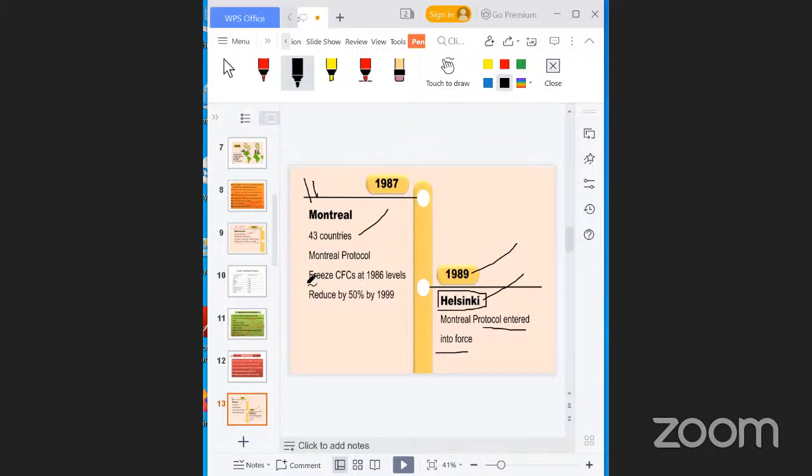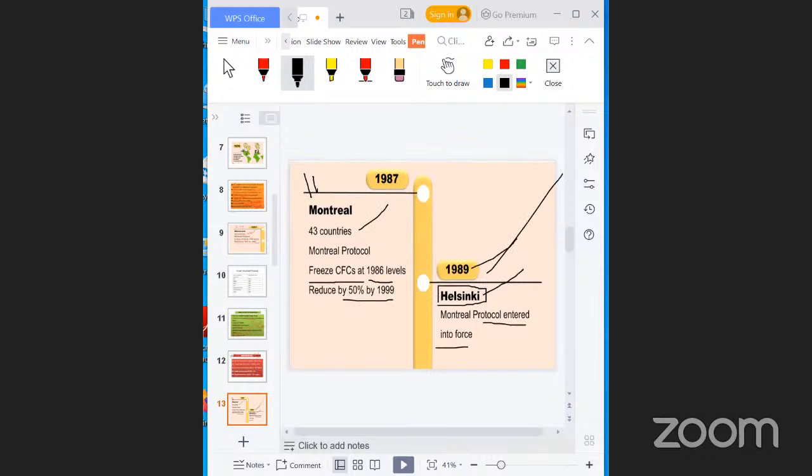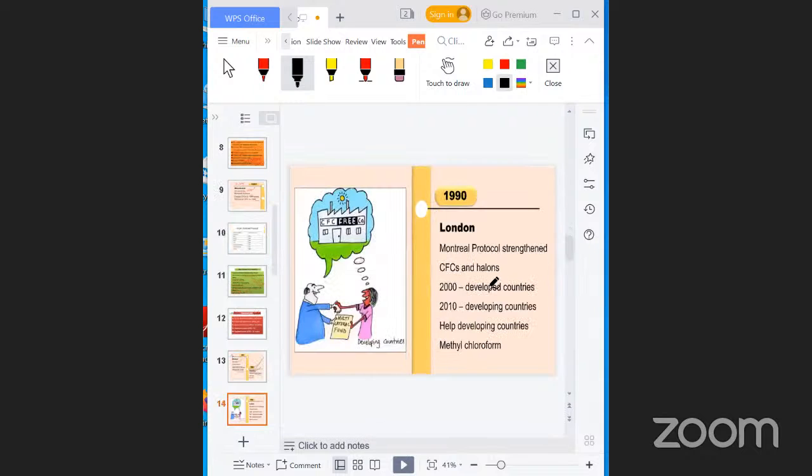And also for the ozone depleting layer, they agreed to freeze the production of chlorofluorocarbons at 1986 levels and to reduce production by 57% by the year of 1999. So this is the first meeting in Helsinki. Then next we are going to the second meeting.